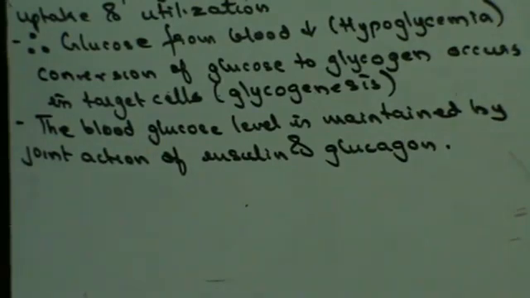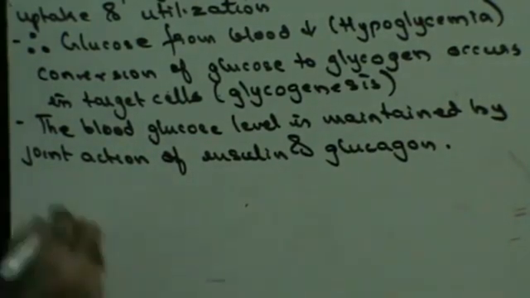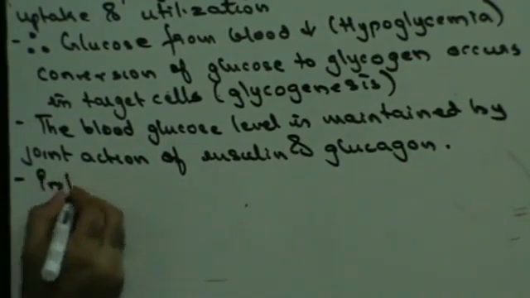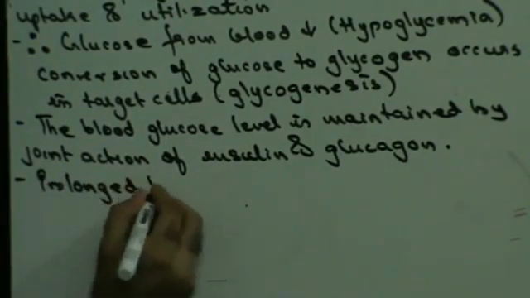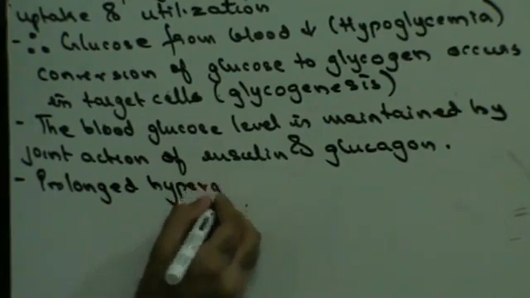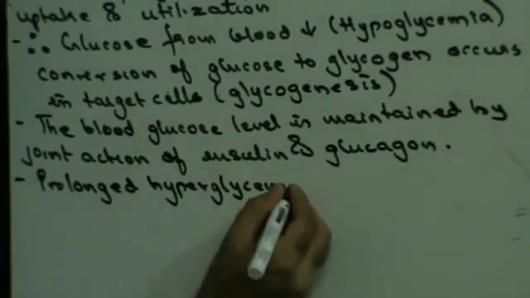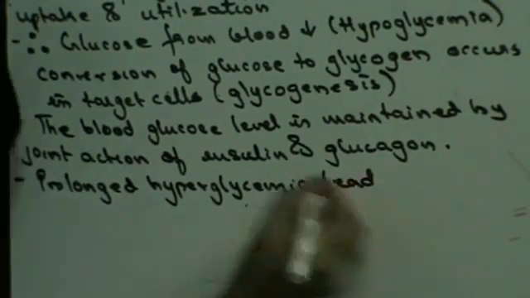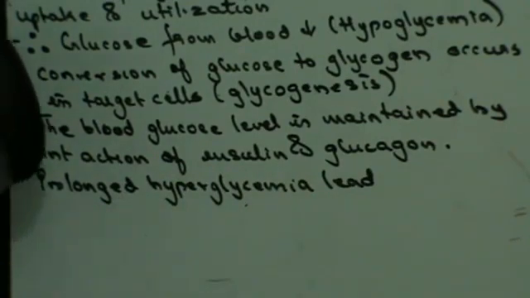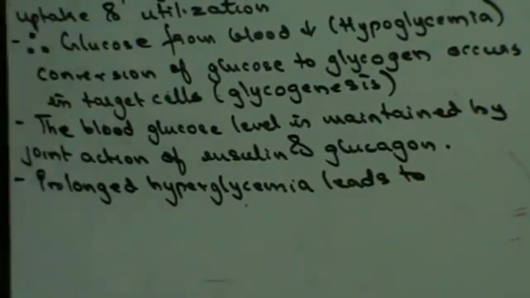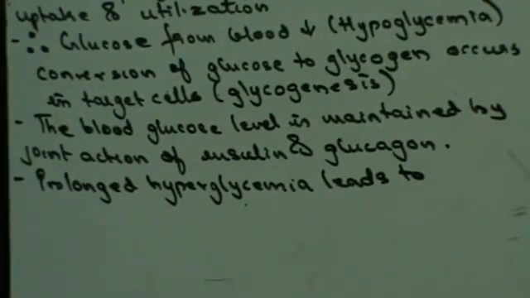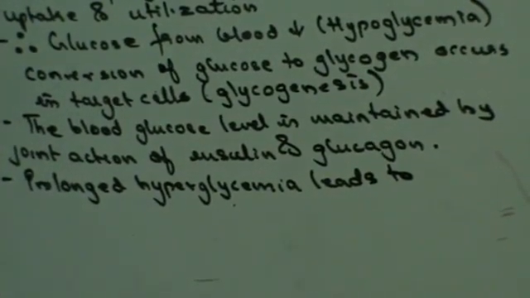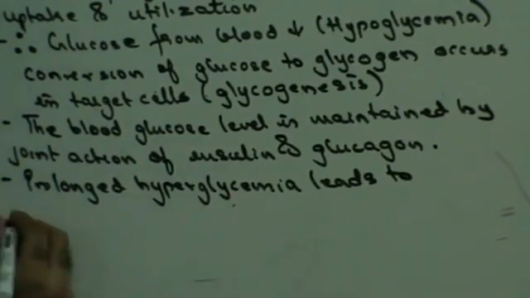Now, suppose I have prolonged hyperglycemia. Guys, what will happen in case of prolonged hyperglycemia? There would be an increase of sugar level in the blood, which would lead to diabetes.